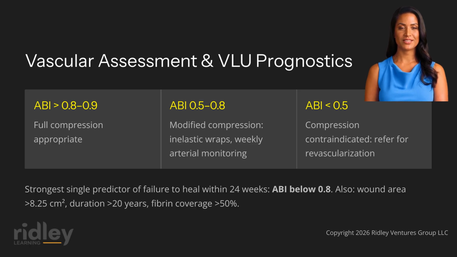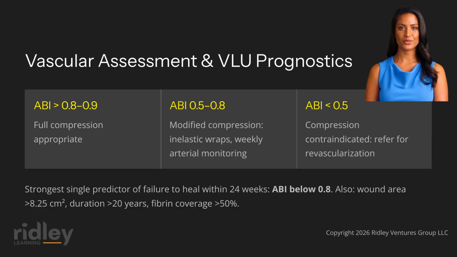Prognostic factors for venous leg ulcer healing extend well beyond vascular status. A 12-week longitudinal study of 754 patients identified independent predictors of slower healing, including wound area greater than 8.25 square centimeters, location other than the medial ankle, underlying disease duration exceeding 20 years, presence of multiple comorbidities, wound depth, presence of unpleasant odor, and presence of alert pathogens.